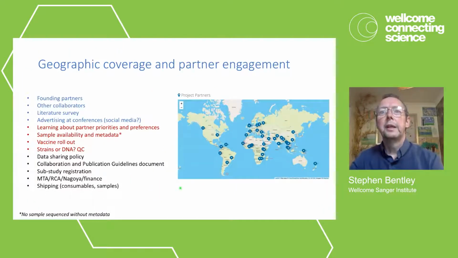So you can see, I'm just pointing to the map on the right here. This is where our partners are now, and you can see that we did make good progress in engaging with people from lots of different countries around the world. And the focus was really on the low and middle income countries where Gates and Gavi were supporting the rollout of pneumococcal vaccine.